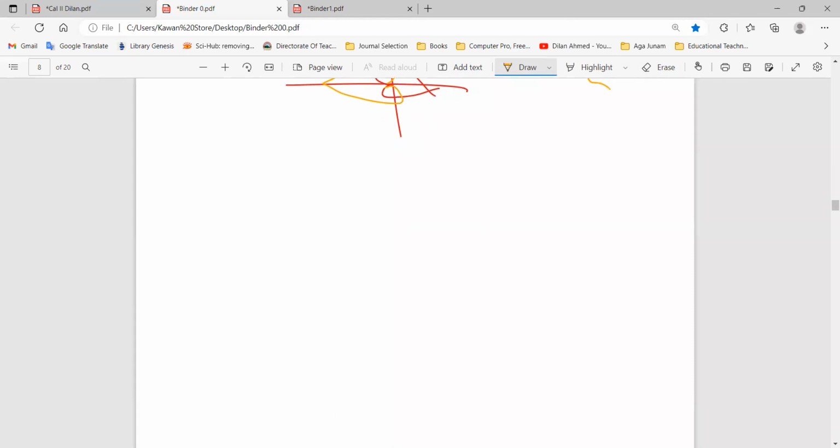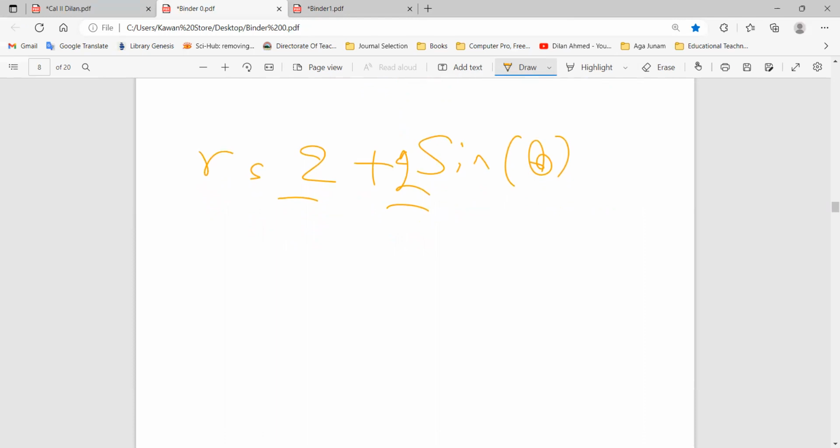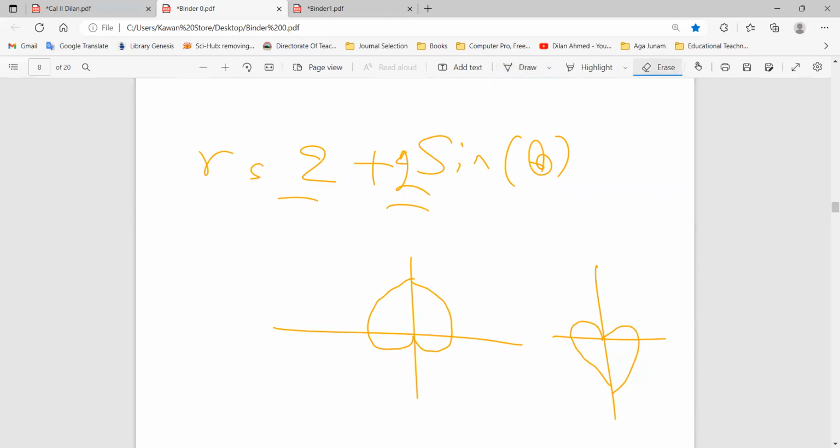How about sine? Careful, A and B are equal. How about sine? Your expectation? Same, no. Over the y-axis, you are right. So maybe we have that one, or maybe we have that one. Tell me about 2 plus 2.